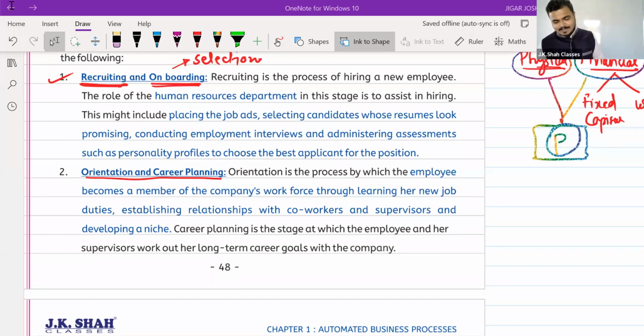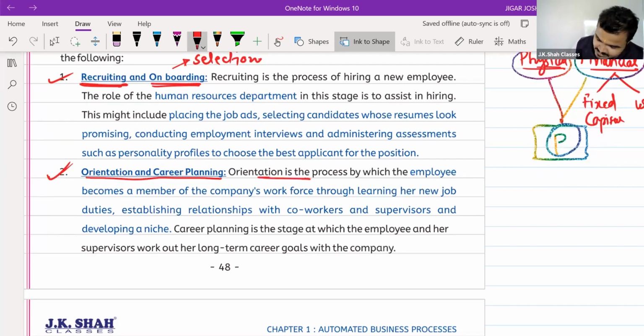That's the same thing, my dear chartered, called orientation. Orientation means people welcoming the new person and making him comfortable with the business environment. Understood? Orientation is the process by which the employee becomes a member of a company.